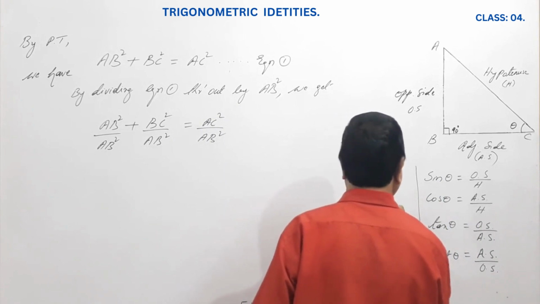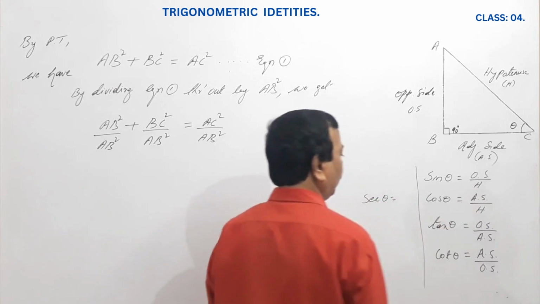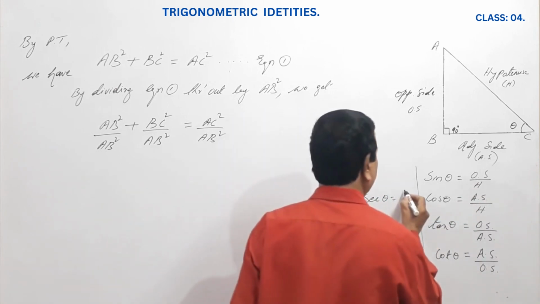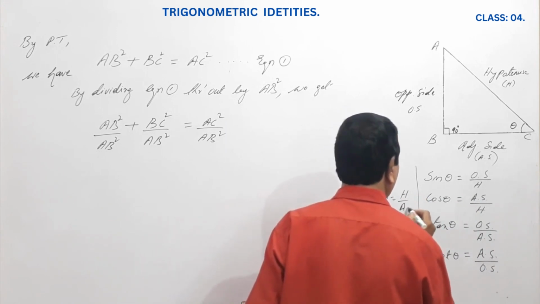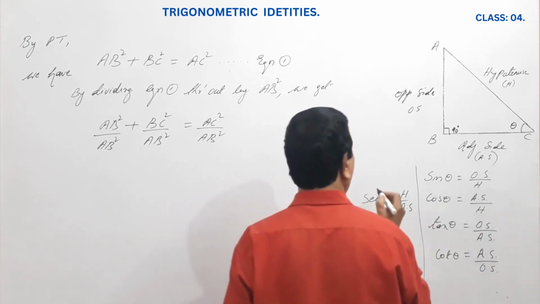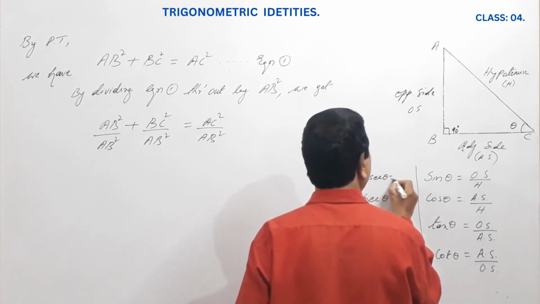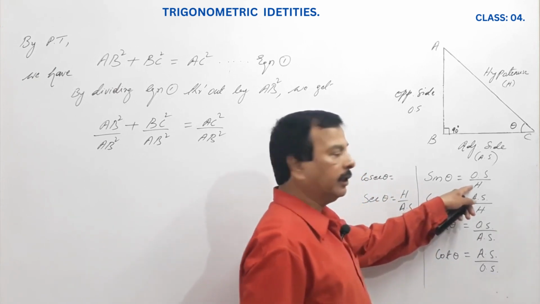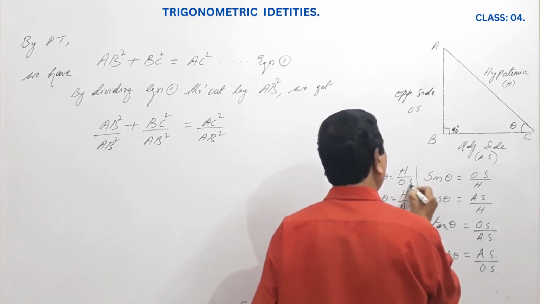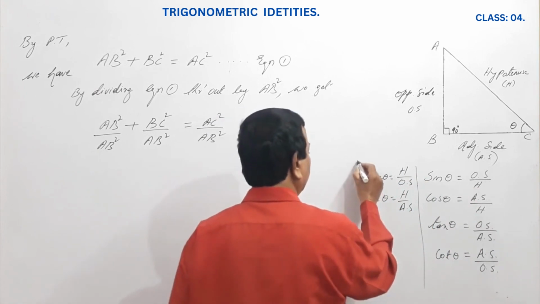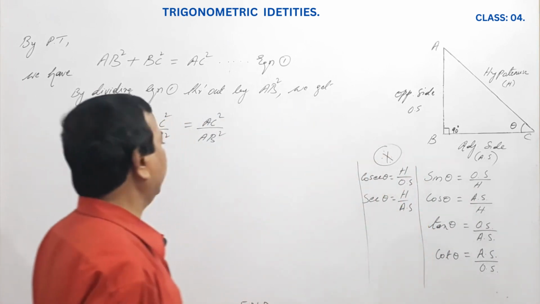Now secant theta is the reciprocal of this, that is hypotenuse by AS, and cosecant theta is equal to the reciprocal of sin theta, that is H by OS. So this is an important relation we shouldn't forget.